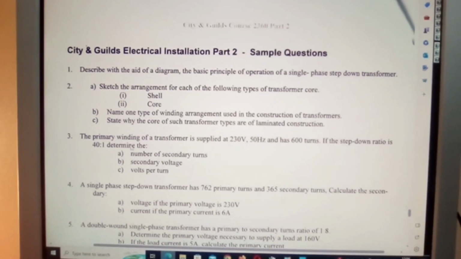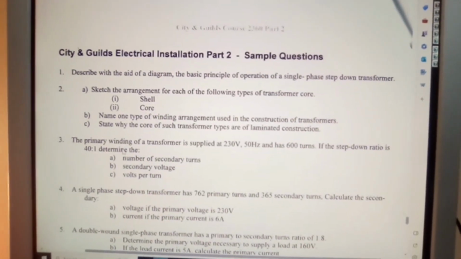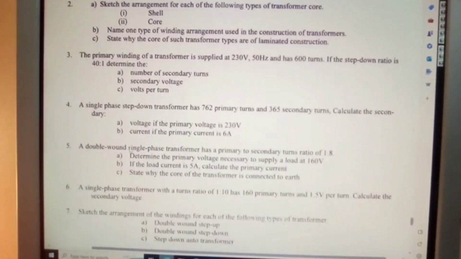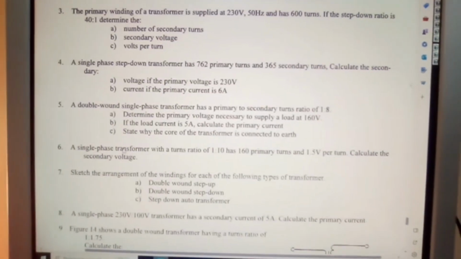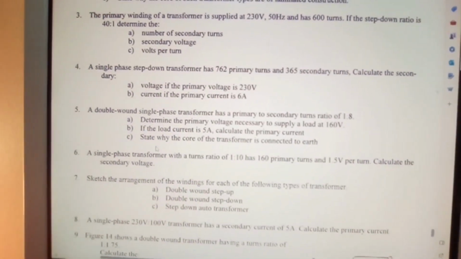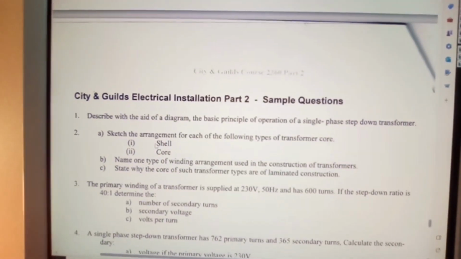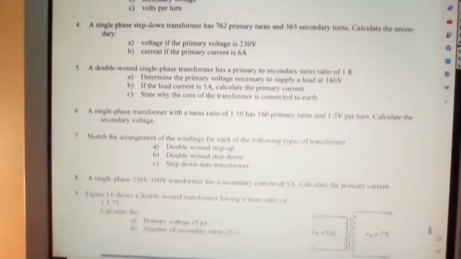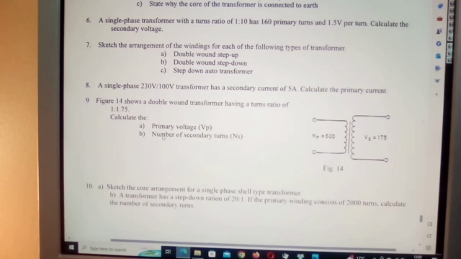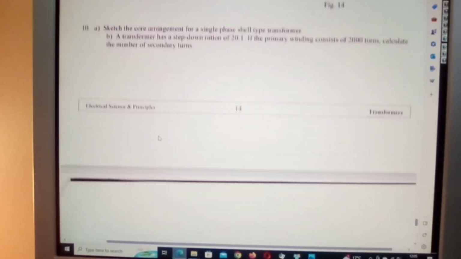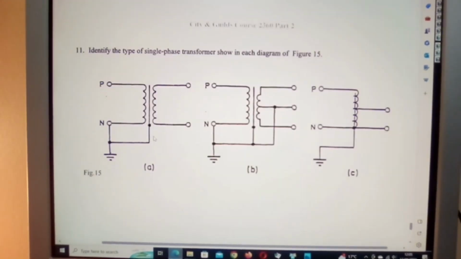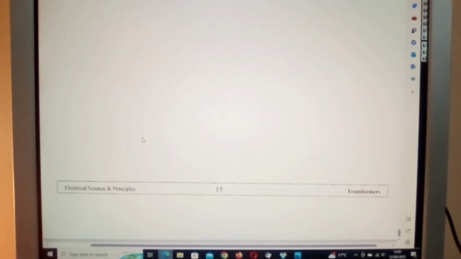And here are some questions for you to look at. Now again, I would suggest you answer these questions properly for yourself, as it is practice for you to do. Here you are, and that is your work done for you.